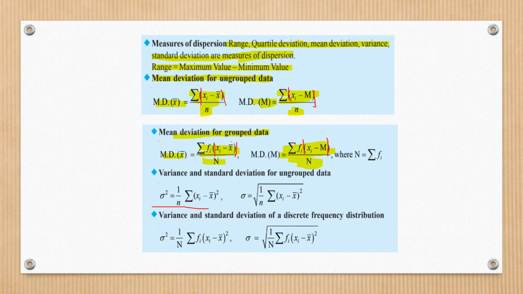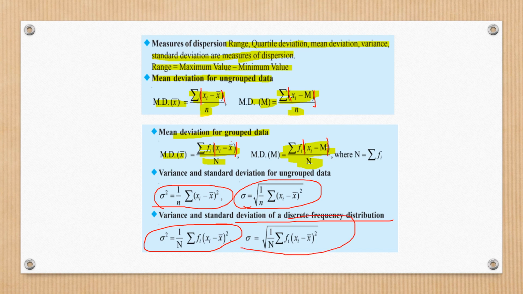Now the variance and standard deviation for ungrouped data. Variance is given by sigma square is 1 upon n times summation xi minus x bar square, and standard deviation is the square root of this. For a discrete frequency distribution, sigma square, the variance, is 1 upon n times summation fi times xi minus x bar whole square, and standard deviation is the square root of this.